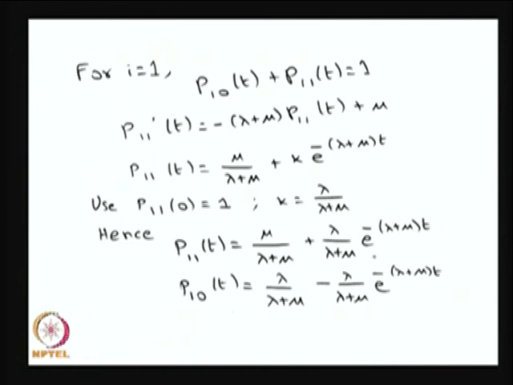Once I know P11 of t, use the first equation: P10 of t is equal to 1 minus P11 of t. Therefore, P10 of t is equal to this expression. You can cross check now. If you add both the equations, you will get 1. And if you put t equal to 0, you will get the initial condition correctly.